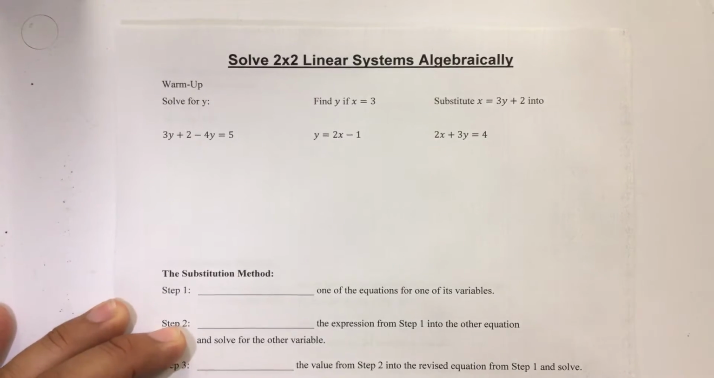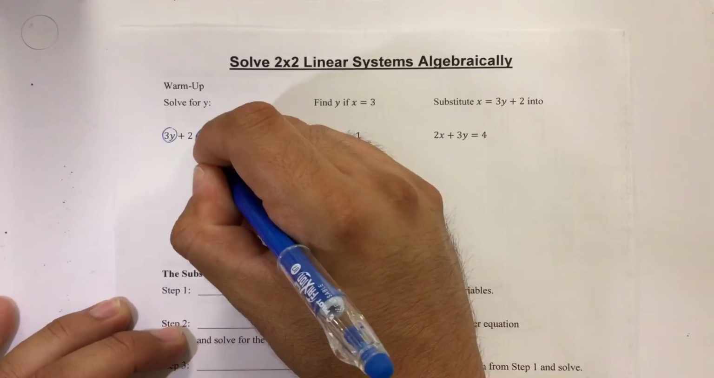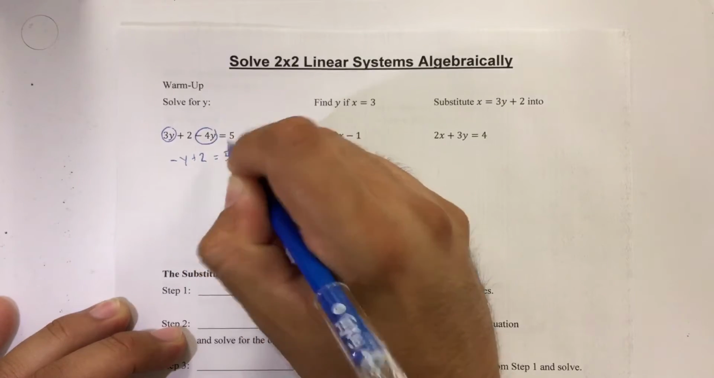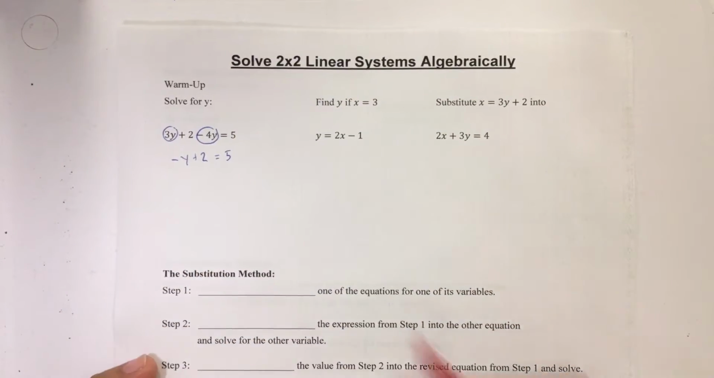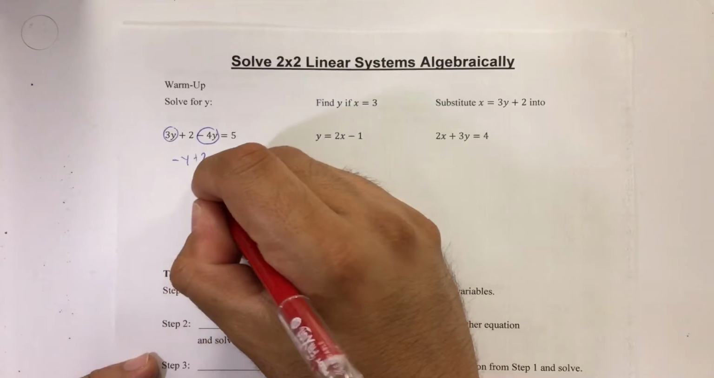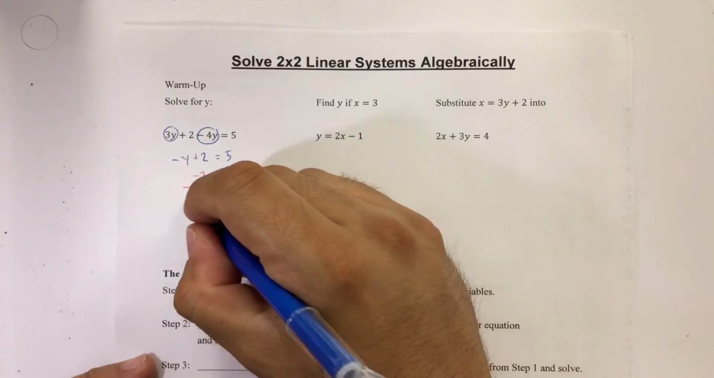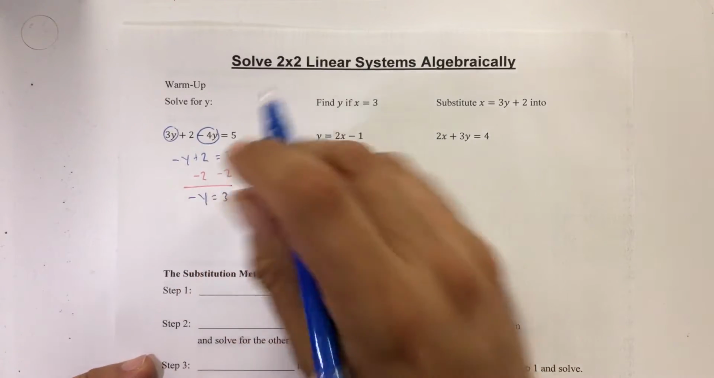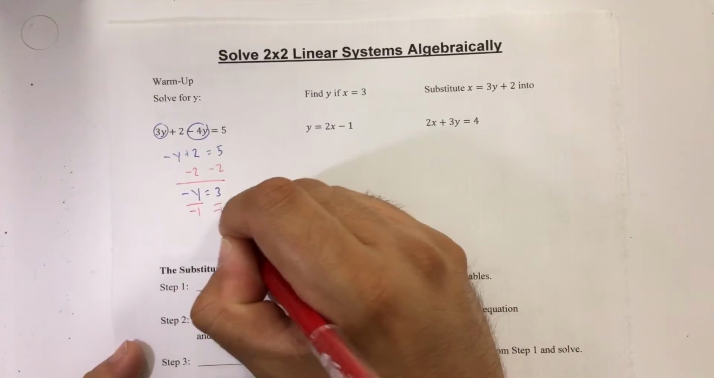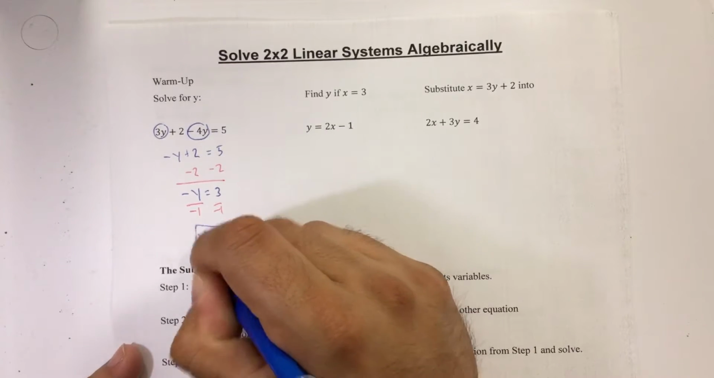In this case, we're going to combine our like terms on the left side, 3y minus 4y, so that we just have one y value, and that's what we're going to try to isolate and solve. We combine it, we get negative y, we bring down the plus 2, and it equals 5. Next, to isolate y, we subtract 2 from both sides, and we get negative y is equal to 3. Then we divide both sides by negative 1 to isolate y, and y is equal to negative 3.